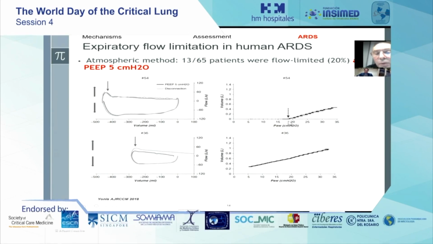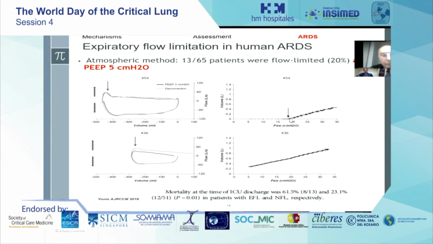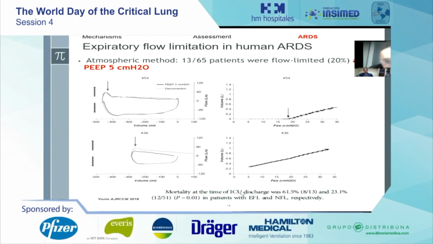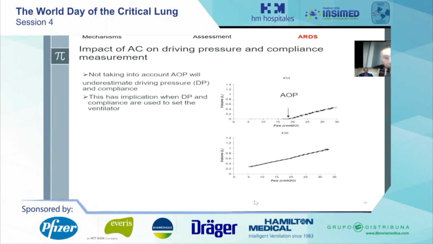That means that up to PEEP 18 centimeters of water, there is no change in volume. And then you have this critical airway opening pressure that occurs after this threshold. And finally, though we didn't put too much emphasis on that, the mortality was 3 times higher at the time of ICU discharge in patients with flow limitation as compared to those who were not.